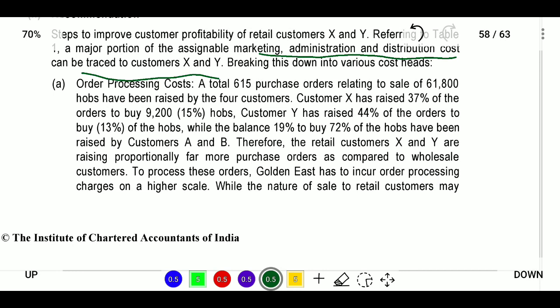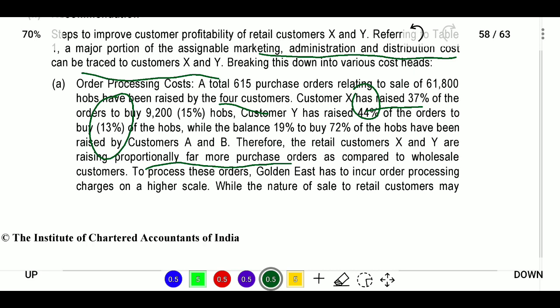In the order process, there are a total of 61 purchase orders by A. Of the registered purchase orders, the retail customers are the more active ones. In the case of customer X, who is a retail customer, it is 37%, buying 9,200. So he is raising a higher percentage. Customer Y raises 44%, and the balance of 19% is required by A and B. Therefore, retail customers X and Y are raising proportionally more purchase orders. So their orders are more as compared to wholesale.